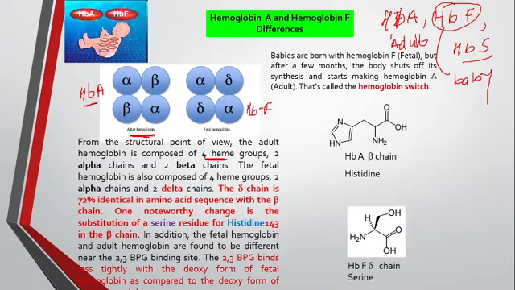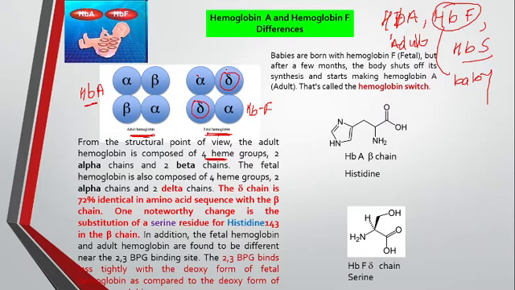Here, in case of hemoglobin F, that is fetal hemoglobin, the beta structure is replaced by the delta units. That means it contains 2 alpha units and 2 delta units. That is called hemoglobin F. This is very important for the MCQ pattern and also in the next examination. The hemoglobin A contains what? 2 alpha and 2 beta units, and hemoglobin F contains 2 alpha and 2 delta units.